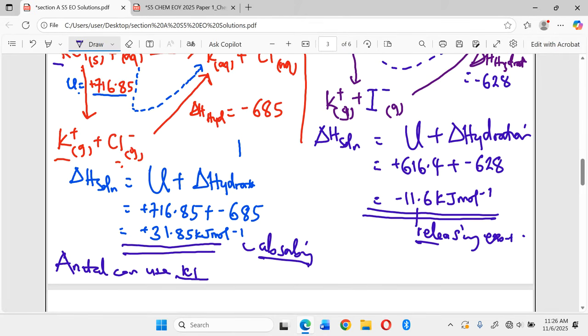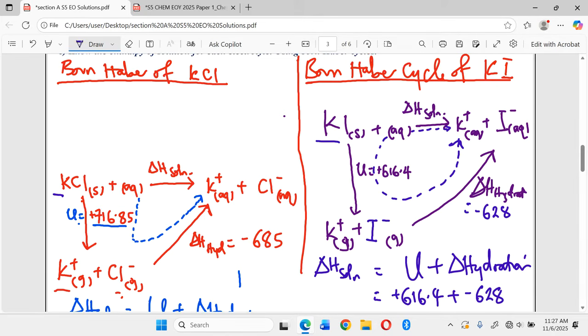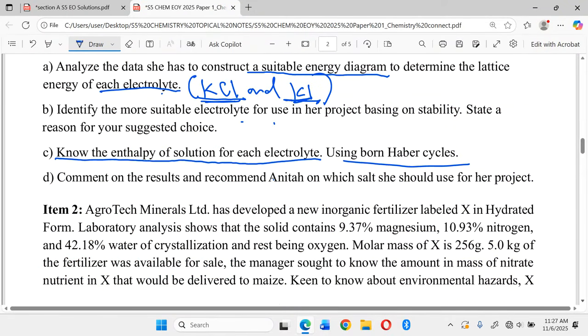So that was item number 1. I believe we have managed to go through it very well, and we have learned two things. We have learned about the Born-Haber cycles. We have also learned about the potential energy diagrams. So those are two things that we have managed to look at. So let's look at item number 2. We see how best we can also wind up with it.